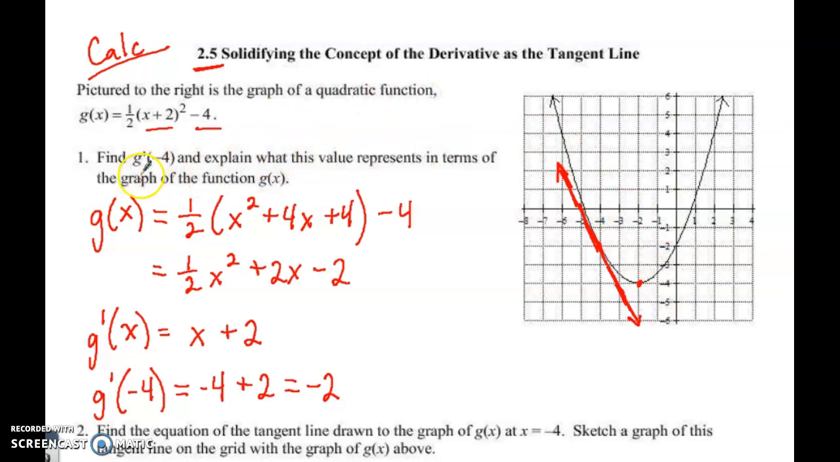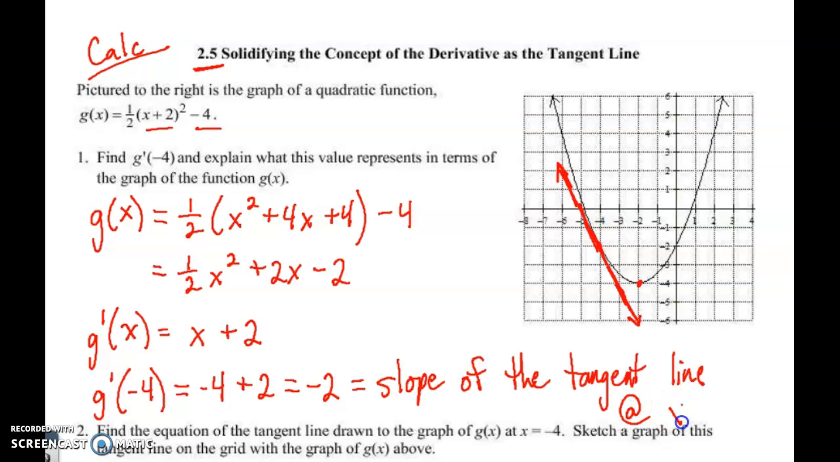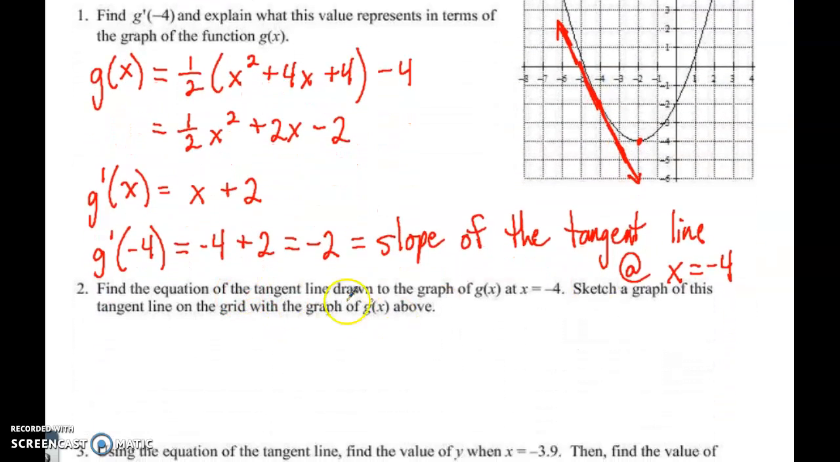So what does this value actually represent in terms of the graph? This is the slope of the tangent line at x equals -4, which is what I drew. All right. So then we can find the equation of the tangent line that we drew. And we already sketched the graph of it. I knew I was going to do part of that somewhere in here.